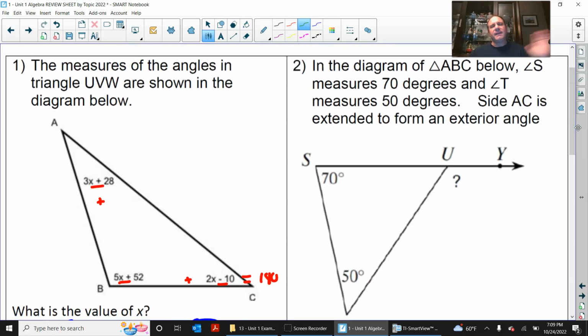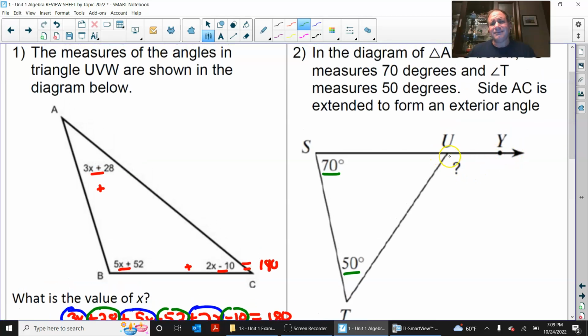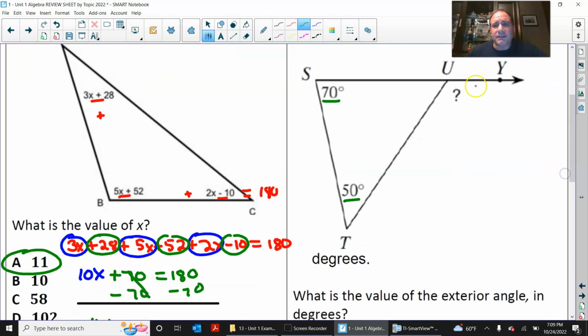In the diagram of ABC, this is number 2 below, angle S measures 70 degrees, and angle T measures 50 degrees right here. Side AC is extended to form an exterior angle. I don't see AC, but it's SY or whatever. They just want the measure of the exterior angle right here. This cannot be any easier.